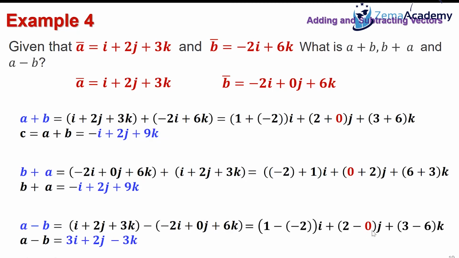In this case, 2 minus 0 is 2j. And here 3 minus 6 will result in minus 3. So basically, the addition of vectors that I've just explained, you can see over here with the help of two vectors A and B, the process of A plus B, B plus A, and A minus B.